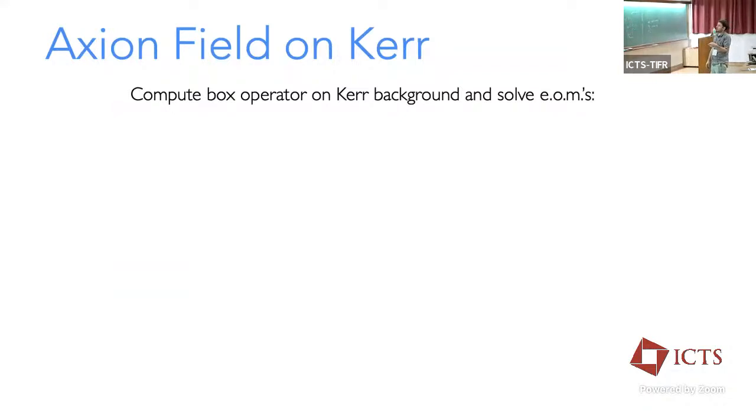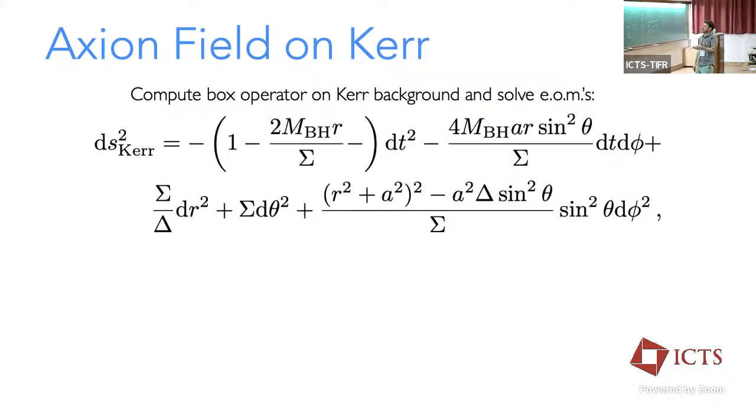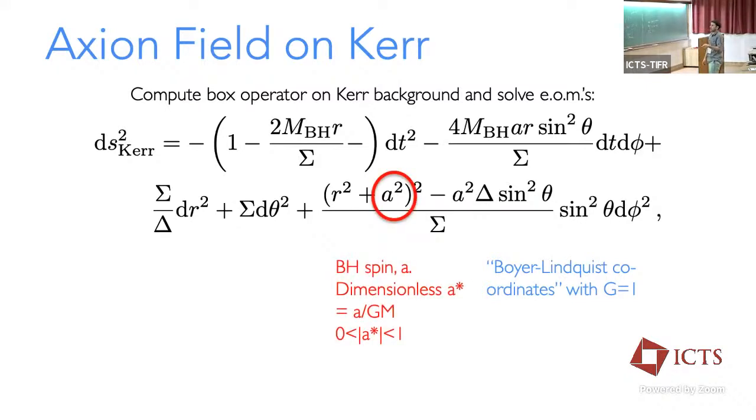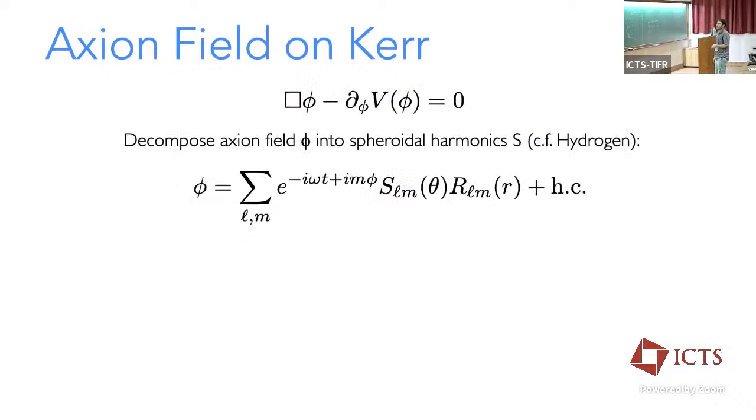We have to start by computing the box operator on Kerr and solving the equations of motion. So this is the Kerr metric. Okay, it looks horrible, but we can compute box. I'm going to use what are called Boyer-Lindquist coordinates, in units where Newton's constant is 1. Appearing in here is a, the black hole dimensionless spin, which goes from 0 to 1, and some functions of the parameters, which define the horizons. And then we compute box. So the equation of motion is just box minus dV/dphi equals 0.